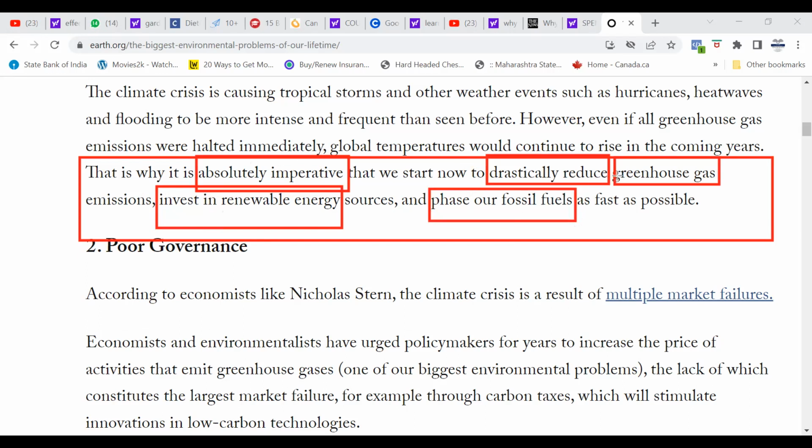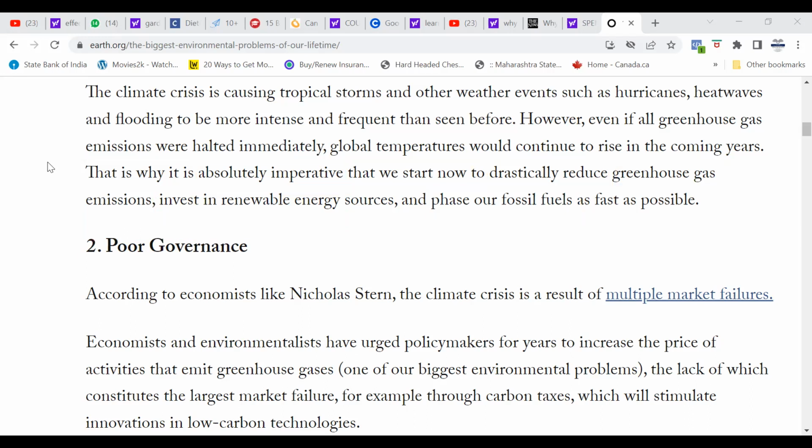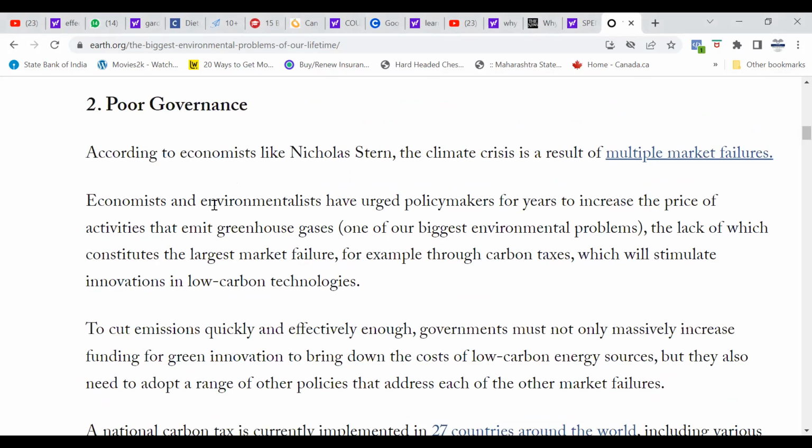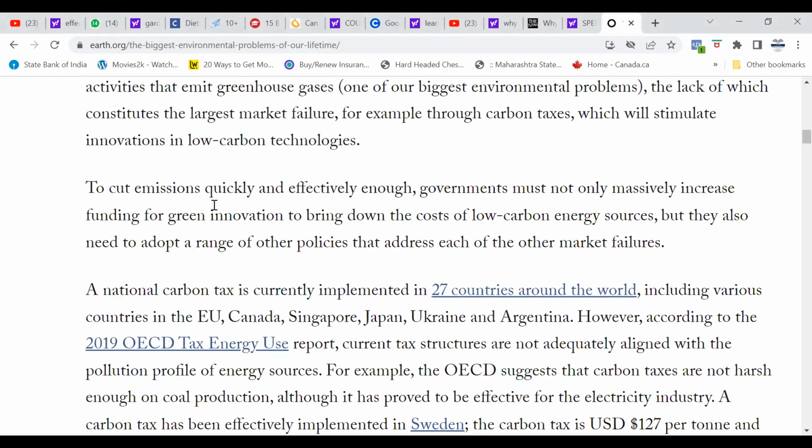In one line, they are telling us that we have to reduce these greenhouse gases. The next step is to invest in renewables. And another step we have to take in parallel is to phase out, which means stop using petrol. That's the reason we have e-vehicles, right? Electric vehicles, CNG vehicles. Solar is very rare.